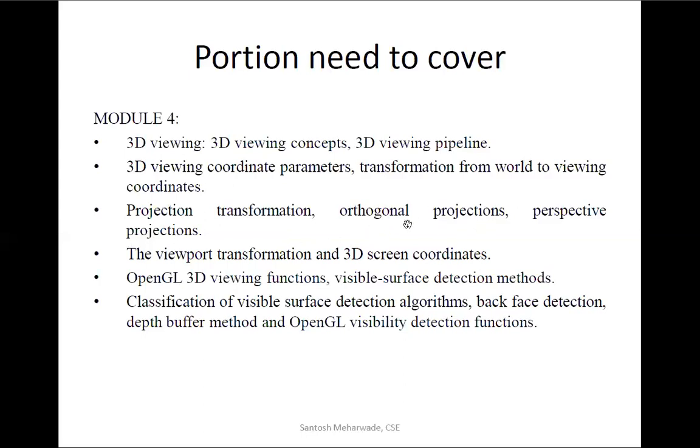The orthogonal projection example you have already seen in your rotation of a color cube program. The perspective projection can be seen in the rotation of a color cube with the perspective view, where we are going to see that. Next we have the viewport transformation and three-dimensional screen coordinates. You have already studied what a viewport is. We are going to see this viewport transformation again in detail in this module 4.